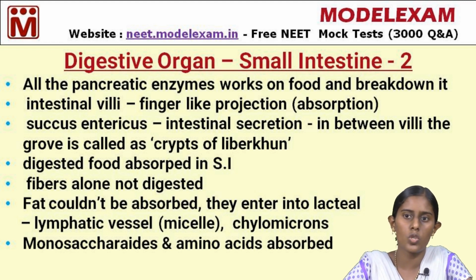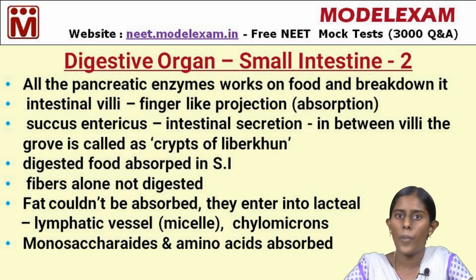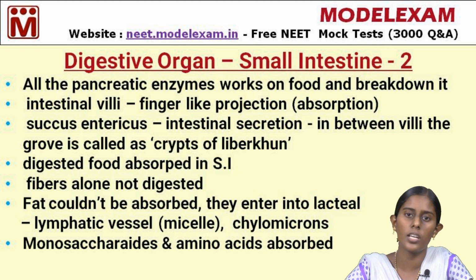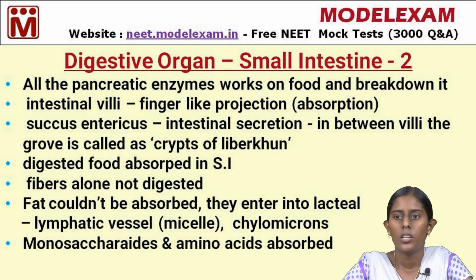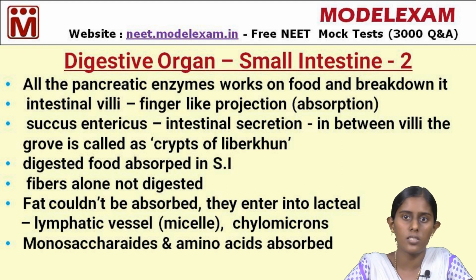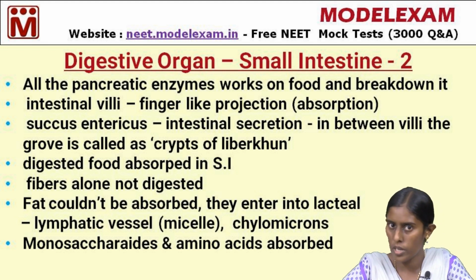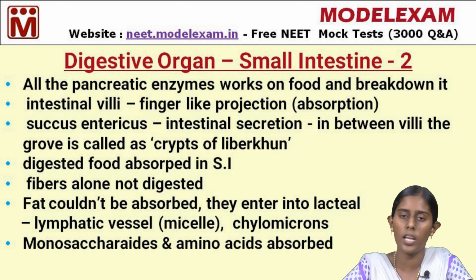These crypts of Lieberkuhn also secrete a product called succus entericus, which is nothing but intestinal juice or intestinal secretion. The succus entericus also has minor fractions of enzymes that help in the digestion of food, and the digested food is absorbed with the help of intestinal villi. This is a structure found in the small intestine. Intestinal villi are mostly populated in the jejunum region. They are found in the duodenum and ileum also, but mainly concentrated in the jejunum. So major absorption happens in the jejunum.